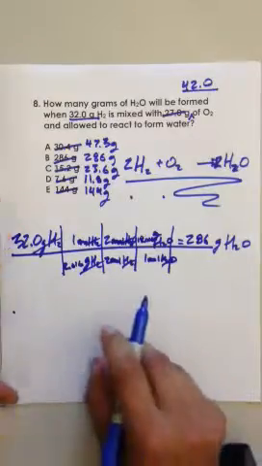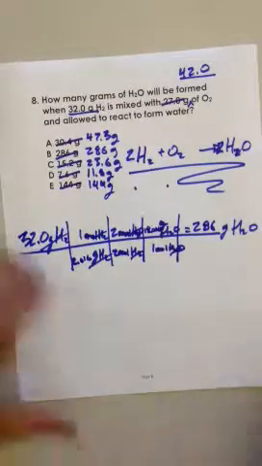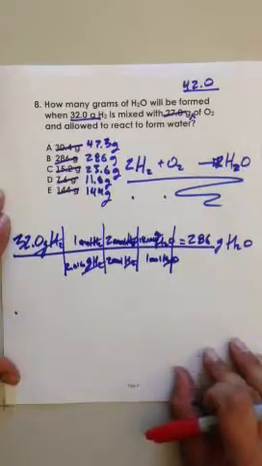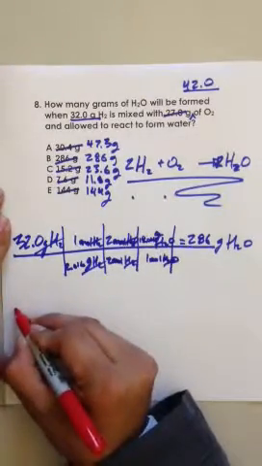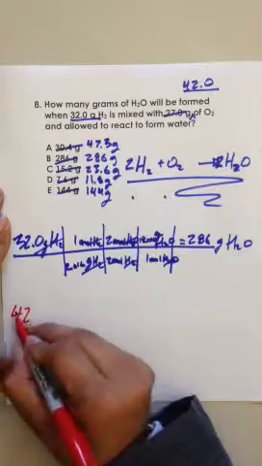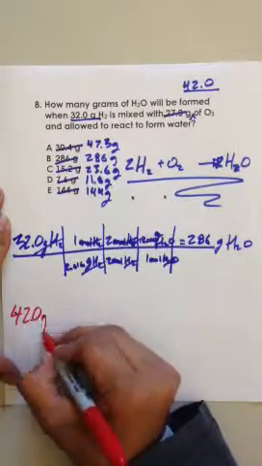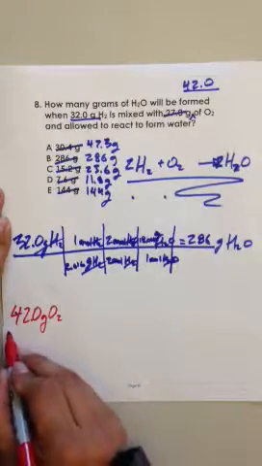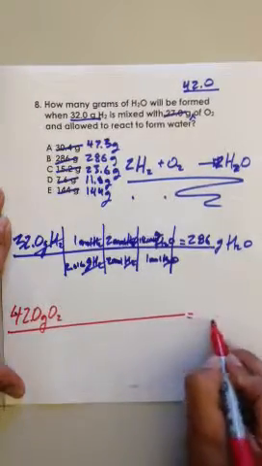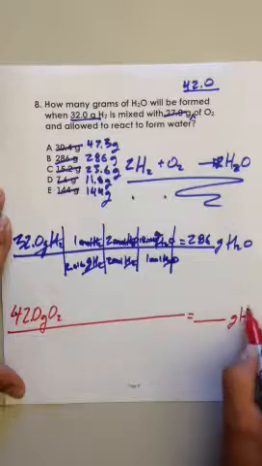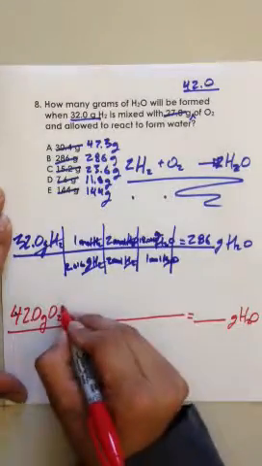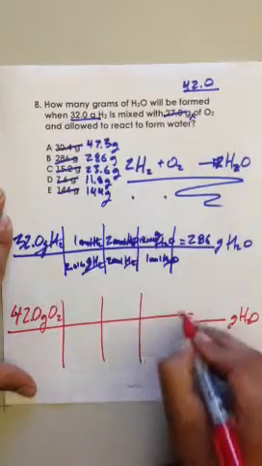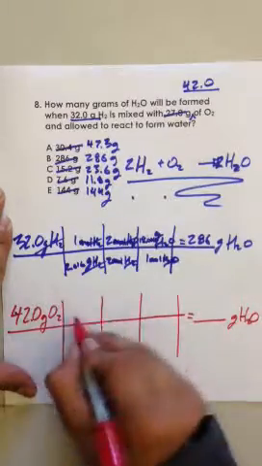Let's do the same thing with O2. Let's switch to red. Why? I don't know. Spice it up. 42.0 grams of O2. So let's convert that into grams of H2O. Alright, I'll try to make it a little bit more legible. I'm going to try to go horizontal instead of this way.